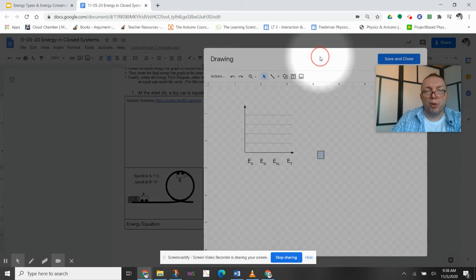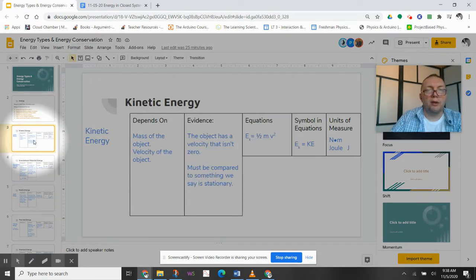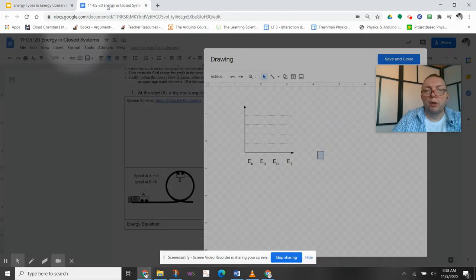types of energies are present. So kinetic energy: is kinetic energy present at position A? Well, it tells us the speed at A is 0. If the speed is 0, the velocity is 0. And when I look at kinetic energy, the object must have a velocity that's greater than 0 for there to be kinetic energy. Since the velocity is 0, kinetic energy is 0. So there's no kinetic energy at position A.